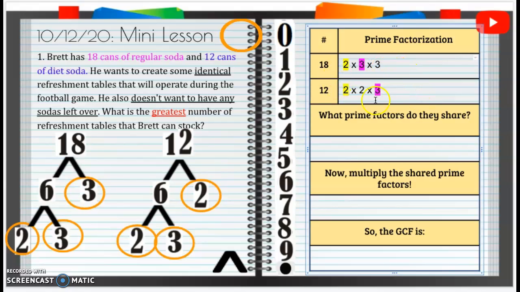Anything else that they share? Another 3? Nope. Another 2? Nope. So we're going to remember, take 1 from each pair. So we have a 2 and a 3. Now, multiply these shared factors. So 2 times 3. I know that that equals 6. So our greatest common factor, or the GCF, is 6. That's it. Great job.